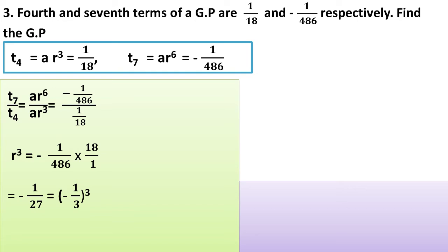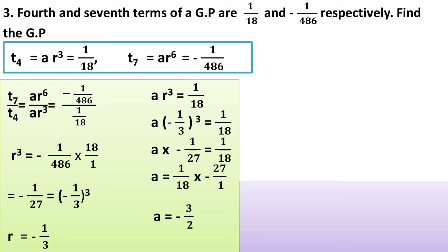Now R cube will be equal to minus 1 by 27. It can be represented as minus 1 by 3 whole cube. Hence the value of R is minus 1 by 3. Use any one of the results and find the value of A. Value of A will be equal to minus 3 by 2.